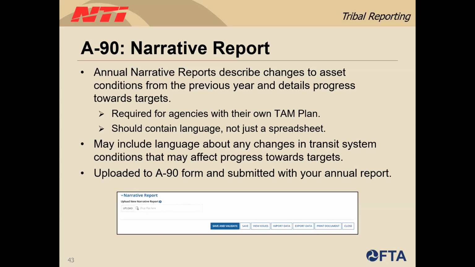The narrative report may include any changes in the transit system that may affect progress towards the targets and how you determine the targets. The report will be uploaded to the A90 form. It's usually a Word document or a PDF, depending on how you do it. And it's just going through your targets and having a narrative of how everything changed from year to year.